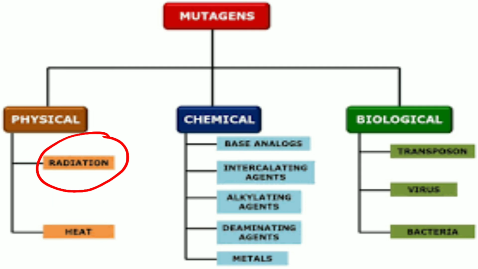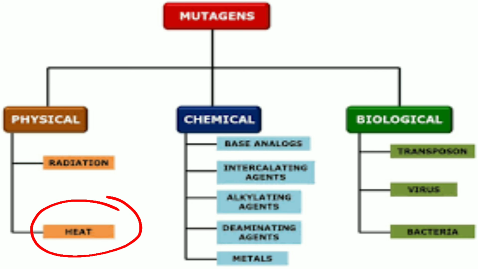Next is heat or temperature. A rise in the temperature may lead to disturbance in the gene, thereby causing the mutation. Rarely, low temperature treatment may also cause mutations, and it is seen in paddy. The low temperature treatment causes the mutation.